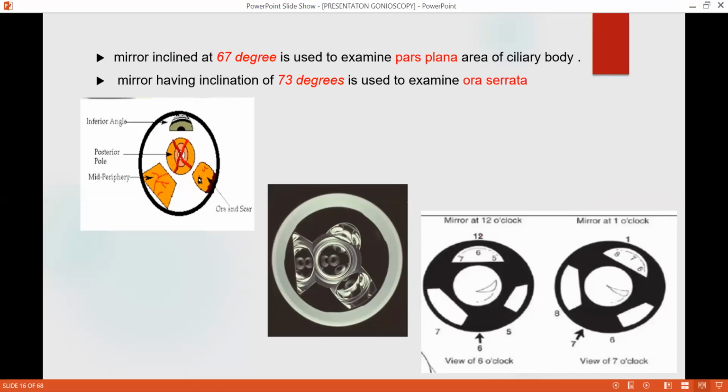So how do you view the angle when you put the gonio lens, especially the Goldmann 3-mirror? If you are seeing the D-shaped mirror at the 12 o'clock position, it means you are actually viewing the angle at 6 o'clock. Since it provides a mirror image, you are seeing the angle at 6 o'clock, but it is not laterally inverted. So you are seeing 5 to 7 o'clock of the angle at the 12 o'clock position when you keep the lens at 12 o'clock.